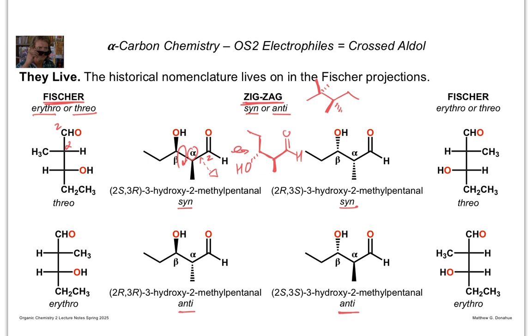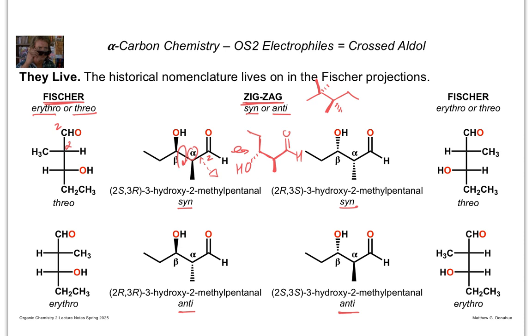Yeah. I'm assuming syn will always be threo and then anti will always be erythro. I'll say 99% with an asterisk. So if I am wrong, I have some wiggle room. But yeah, they're conveying the same molecule. It's just a different tool of showing you the relationships.